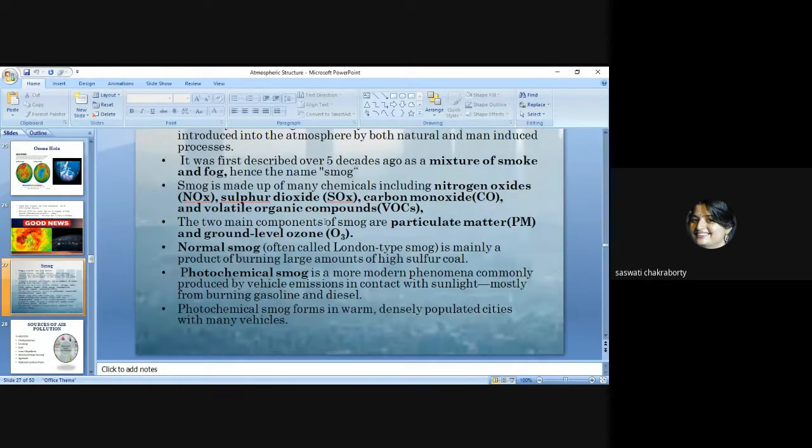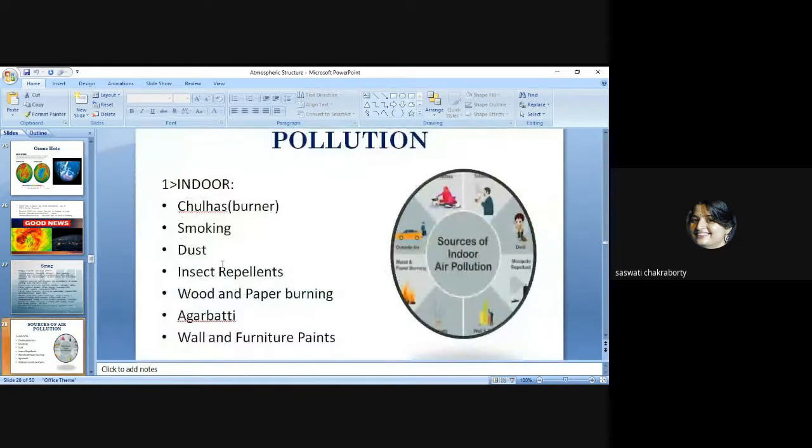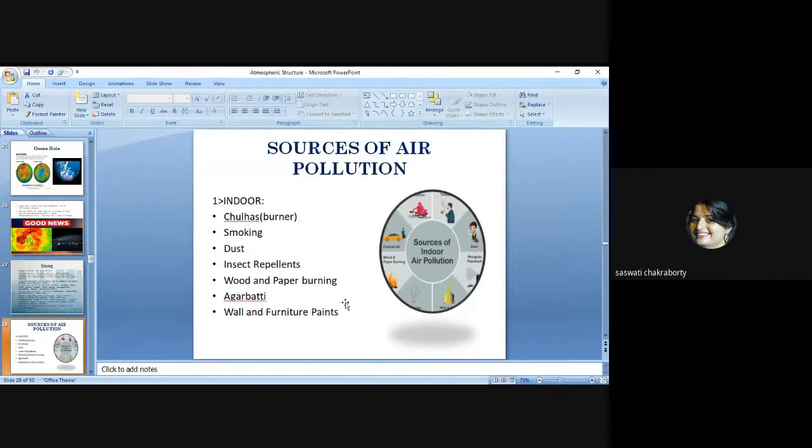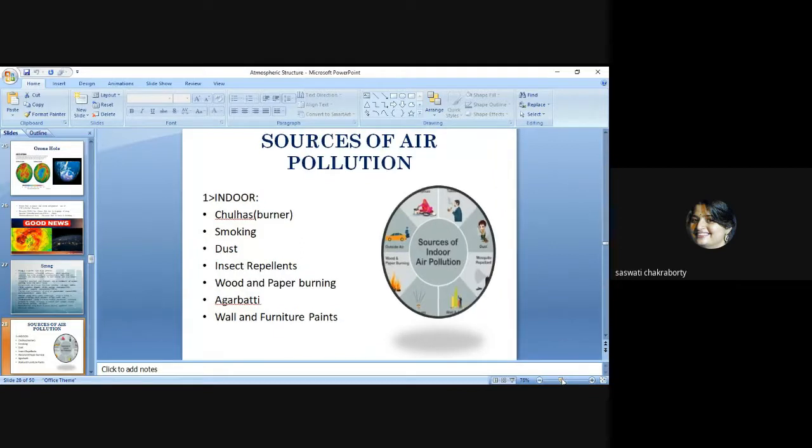Now, sources of pollution. Considering the sources of pollution, they can be differentiated as indoor as well as outdoor. Indoor pollution is the pollution that actually occurs in our house only.